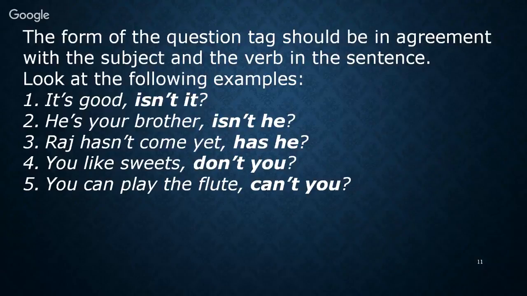So is na, we repeat again in the question tag. He's your brother, isn't he? Again, he is. So is na, we repeat again. Subject he is repeated again. Raj hasn't come yet, has he? You like sweets, don't you? You can play the flute, can't you?